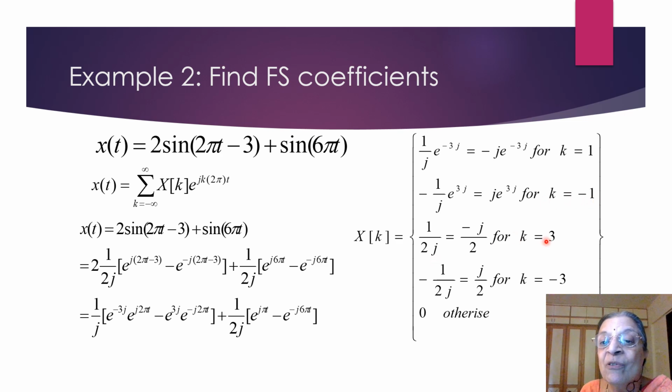Similarly, for k equal to 3, because here the frequency is 3, 6 pi t. So if I compare it with 2 pi f into t, what is f? f is equal to 3. So the corresponding coefficient is for k equal to 3. What is the coefficient? 1 upon 2j. So I can write it as minus j by 2, and it is equal to j by 2 for k equal to minus 3, equal to 0 otherwise, because there is no DC term at all.